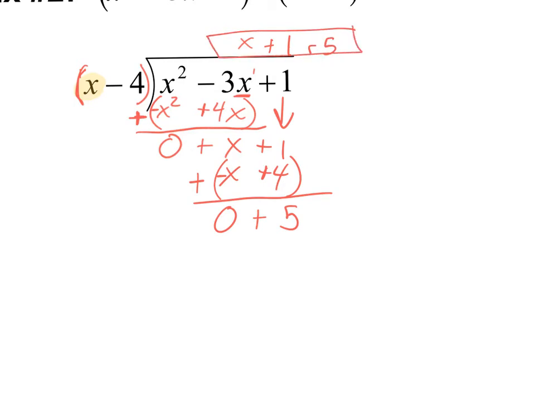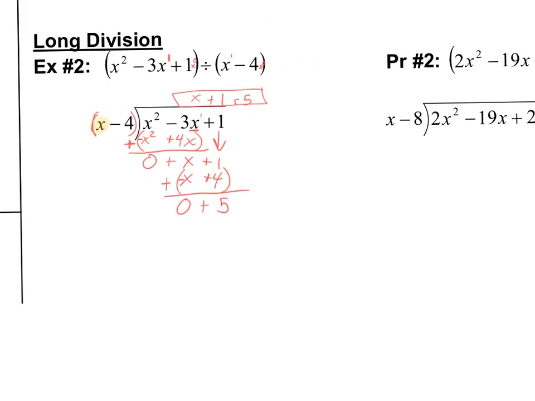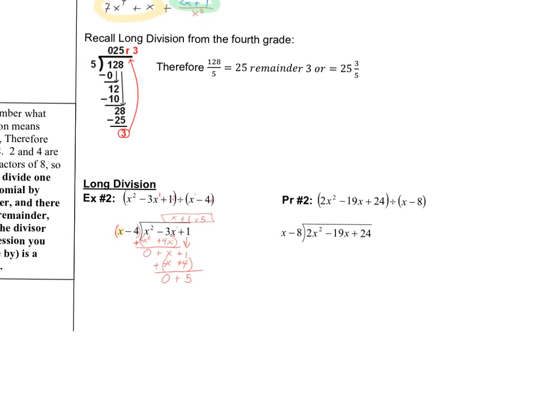And there's my answer. I could also write this as, like I said before, remember we said if you had a remainder 3, that's like saying 25 and 3/5 because you divided by 5. Well, I'm just going to put what I divided by on bottom. So I could also call this x plus 1 plus, since my remainder is 5, I'm going to put 5 on top divided by x minus 4. And there we go. There you have it.